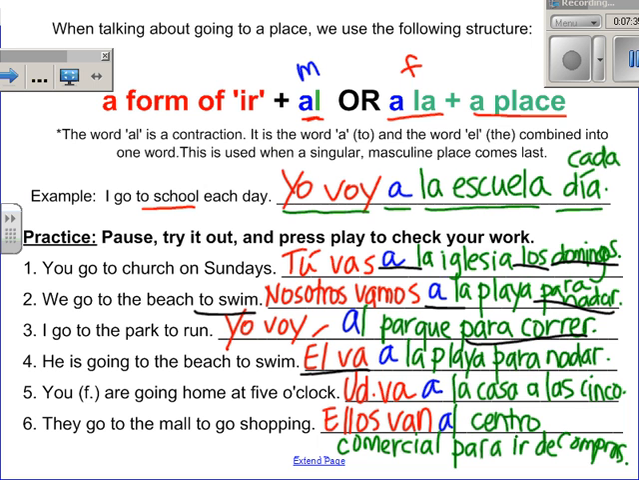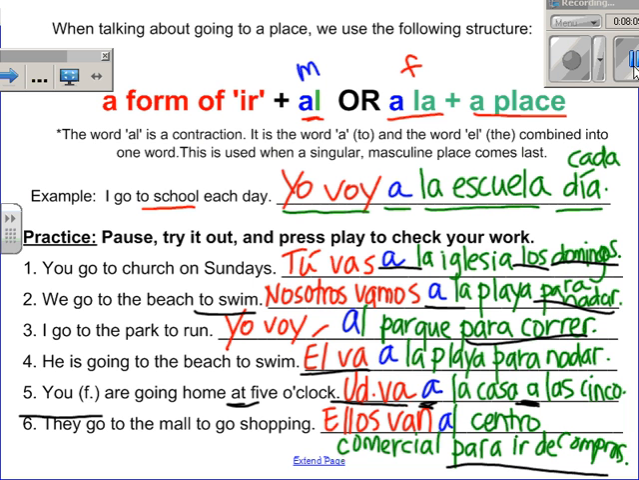Number 5, usted va a la casa a las 5. The F right here indicates it's formal, meaning I should use that formal register we discussed yesterday, which is usted versus tú. At 5 o'clock, we see this little word that means at. So that a is a powerful one-letter word. It means both to in this sentence, and it means at in this sentence. The last one, they go to the mall to go shopping. Ellos van al centro comercial para ir de compras. Again, we use para to communicate in order to go shopping.